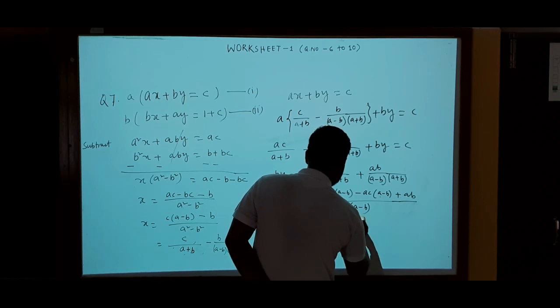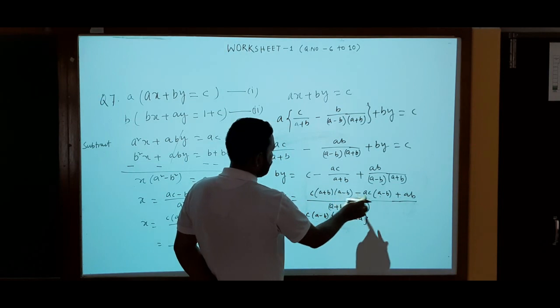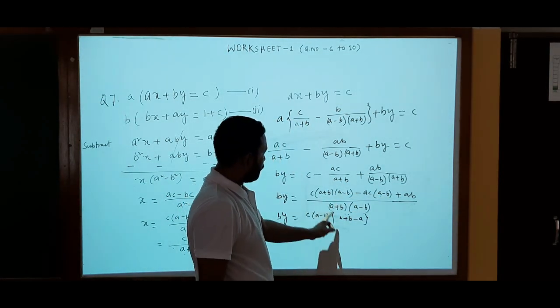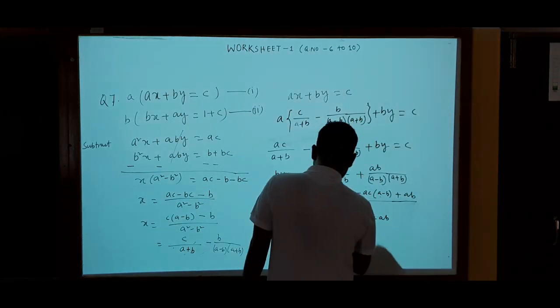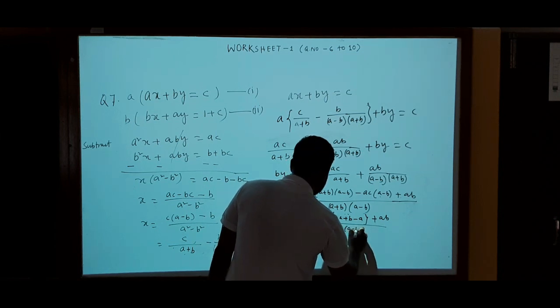Okay, a plus b and minus a. Check from these two terms. I'm taking common c and a minus b, right? Then what remains? A plus b, and here it is minus a, and plus ab, I'll write plus ab. And a plus b into a minus b.